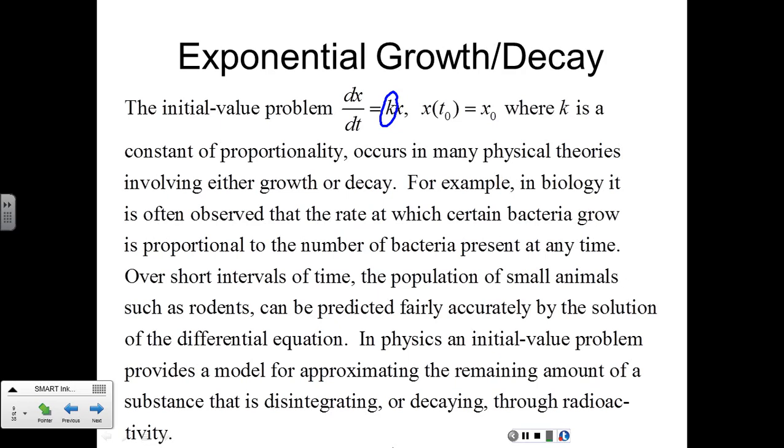For example, in biology, it is observed that the rate at which certain bacteria grow is proportional to the number of bacteria present at any time. Over short intervals of time, the population of small animals, such as rodents, can be predicted fairly accurately by the solution of differential equations.